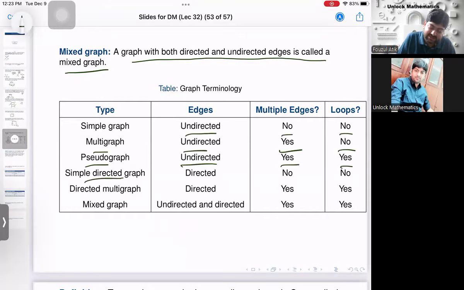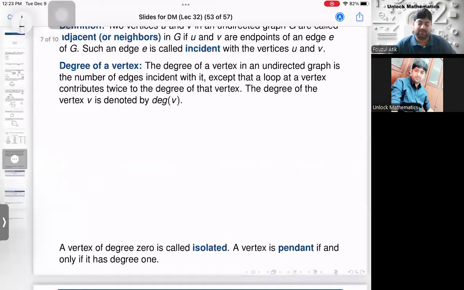Now simple directed graph, it has directed edges, multiple edges and loops are not allowed. Directed multigraph, it is a directed graph and multiple edges are allowed, loops are also allowed. And mixed graph, it can be directed and undirected, multiple edges are possible, loops are also possible. So mixed graph is the most general one. Okay, next.